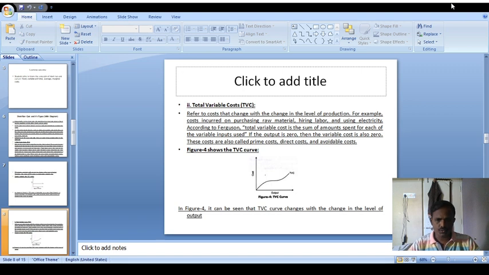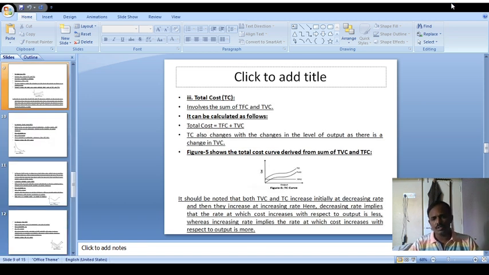The figure shows when there is a change in the level of output, cost also changes. Total cost involves TFC and TVC. Total cost is equal to TFC plus TVC. So TC also changes with the changes in the level of output, as there is a change in TVC. Figure 5 shows the total cost curve derived from the sum of TVC and TFC.